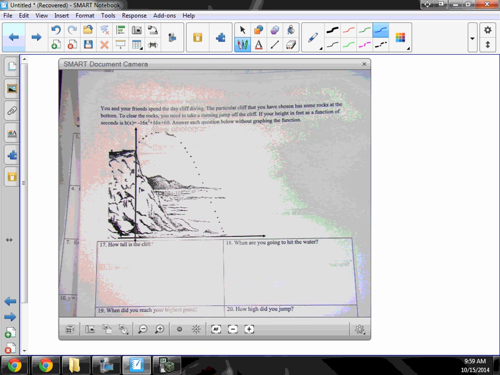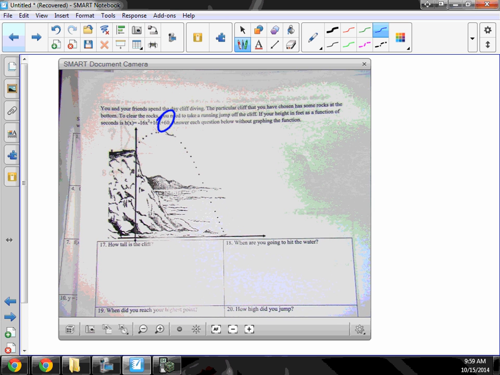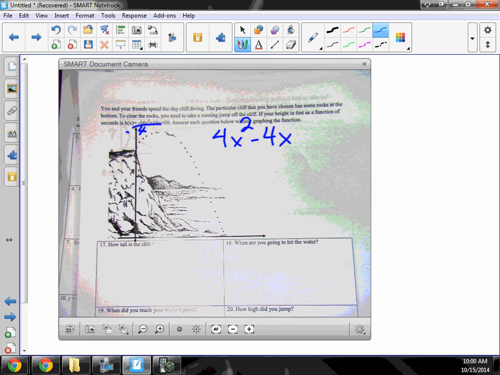How high is the cliff? 60 feet. That's the y-intercept. When are you going to hit the water? I don't know. How would you figure that out? Find the roots. Well, I look at the equation in its current form and I don't like it. It's a negative and it has a 16. Can we change it to make it easier? Divide by negative 4, and I get 4x squared minus 4x minus 15.